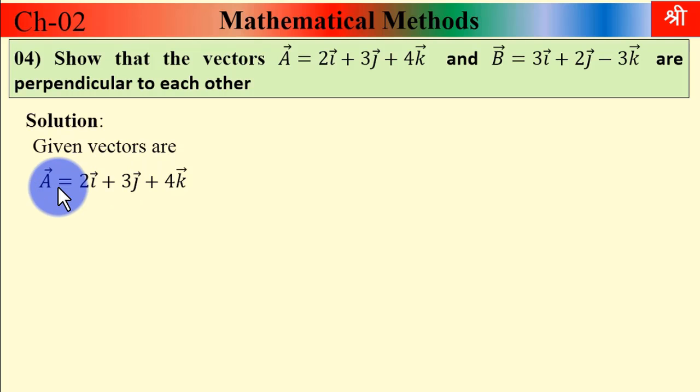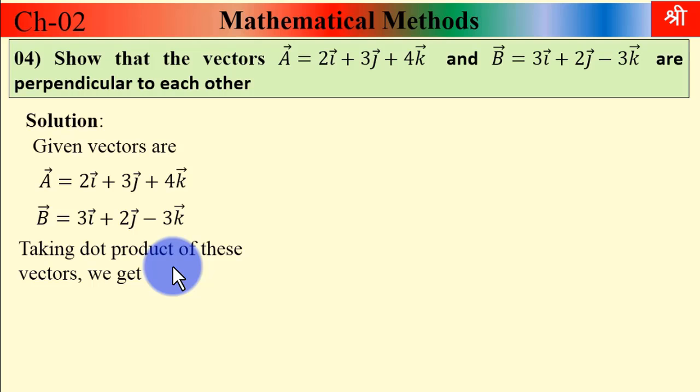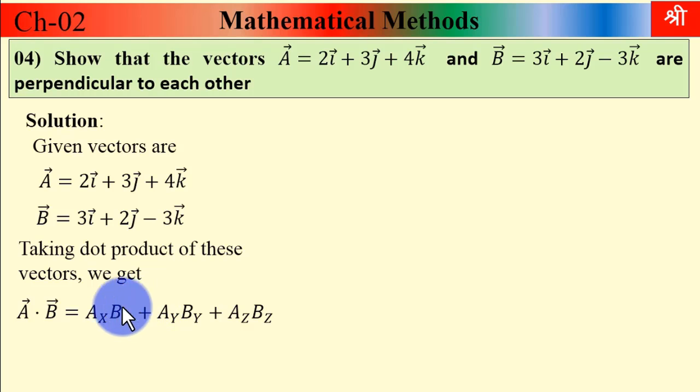Given vectors are vector A equal to 2i plus 3j plus 4k, this vector, first vector. Vector B equal to 3i plus 2j minus 3k, second vector. See here. Taking dot product of these vectors, we know dot product is given by vector A dot vector B equal to ax bx plus ay by plus az bz. Ax is 2 here, bx is 3, ay is 3, by is 2, az is 4, bz is minus 3.